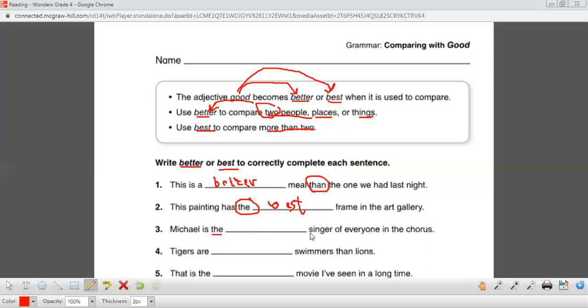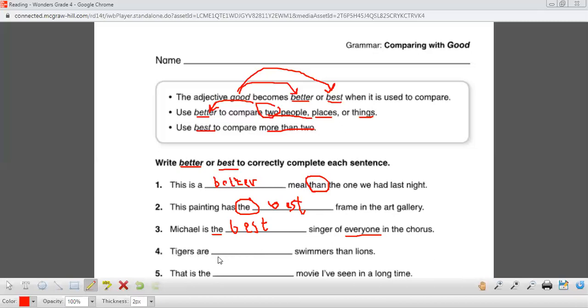But let us make sure of it. Michael is the best singer of everyone. Everyone is more than two. In this case, I'll be using best because it is comparing more than two. You can say that the and than, when the comes before the space, is a kind of supporting indication that your answer is correct. It is best. And when you have than after the space, most likely you'll have better.